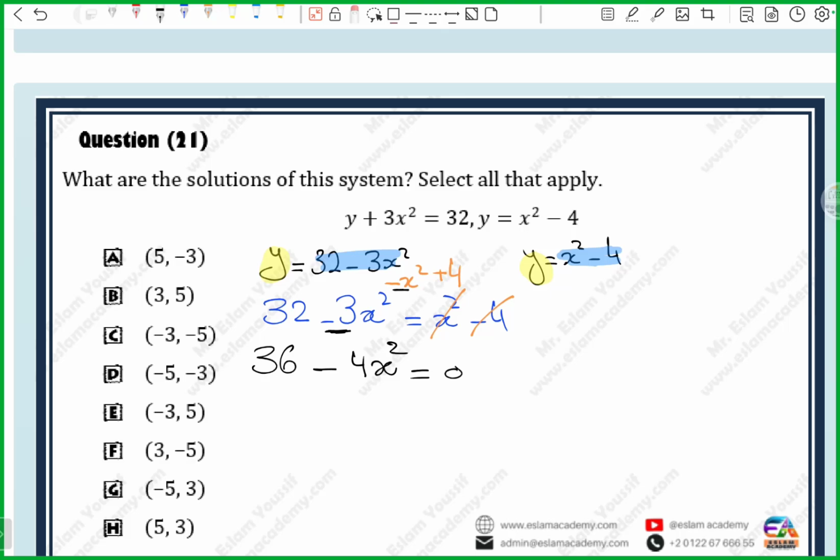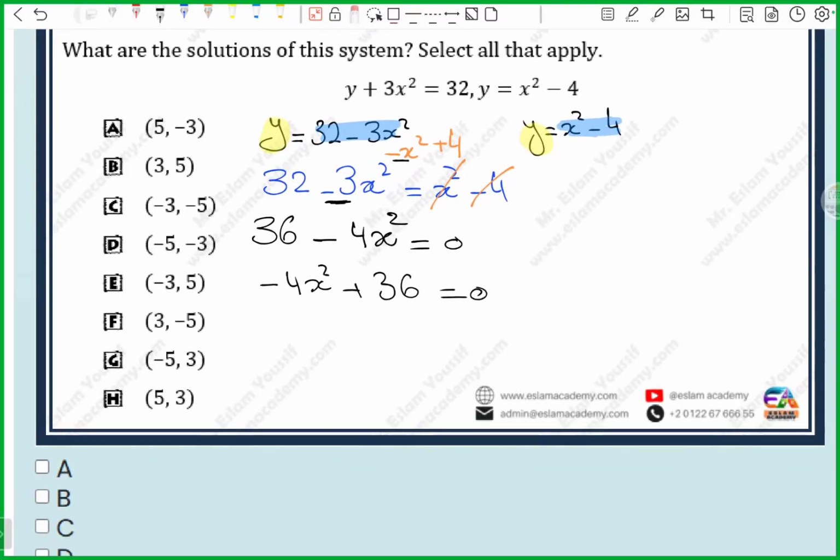Do you have a problem until now? No. But you must arrange it, so we need to write x at the first. So negative 4x squared plus 36 equals 0. Now use mode 5-3 to find the value of x.